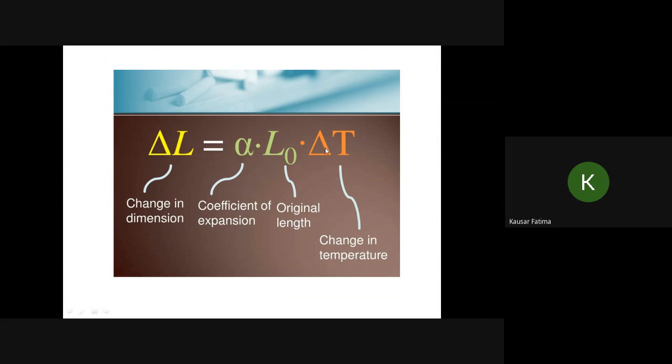If these factors are greater for a substance, a greater rise in temperature, greater original length, and greater value of alpha, the greater will be the value of change in length.